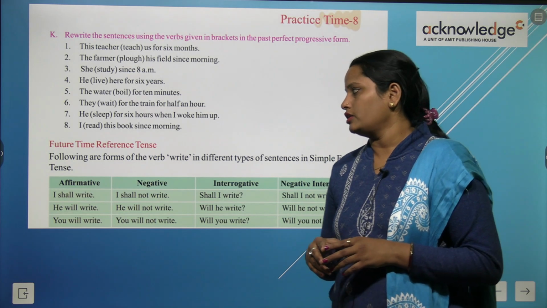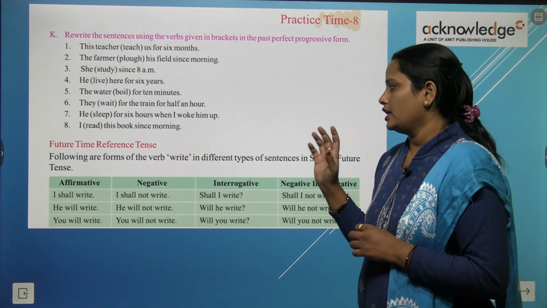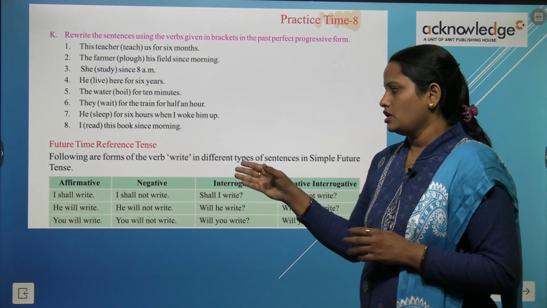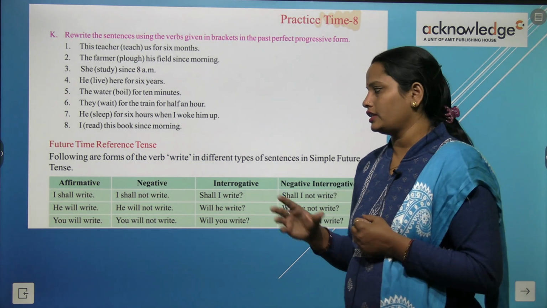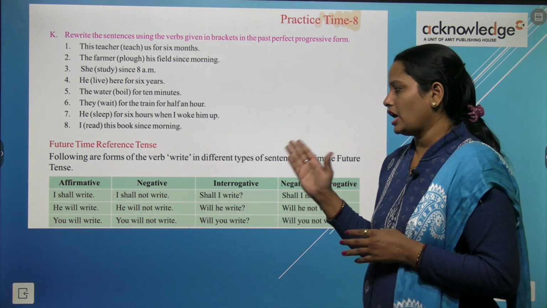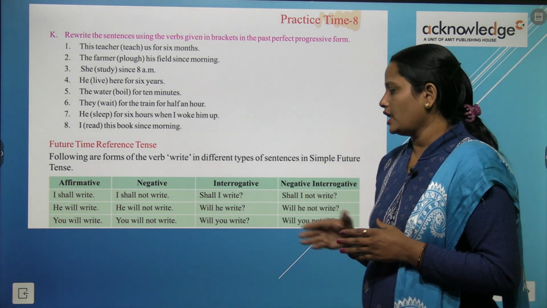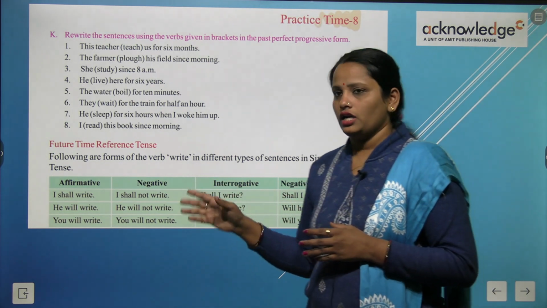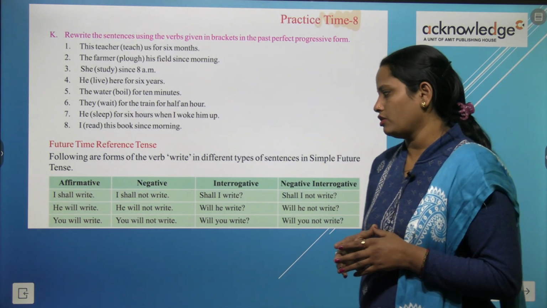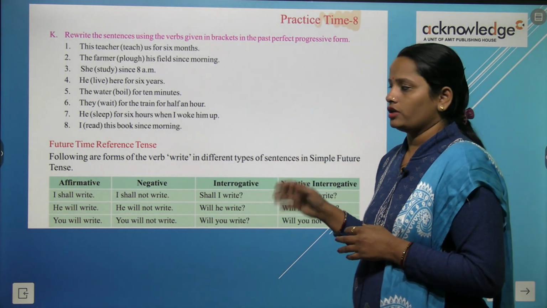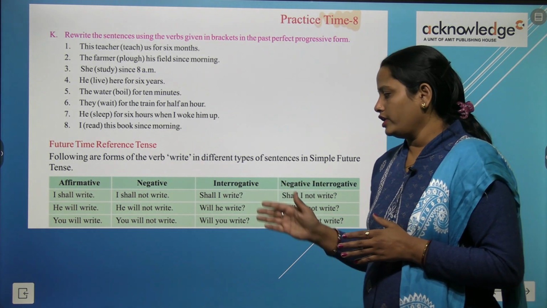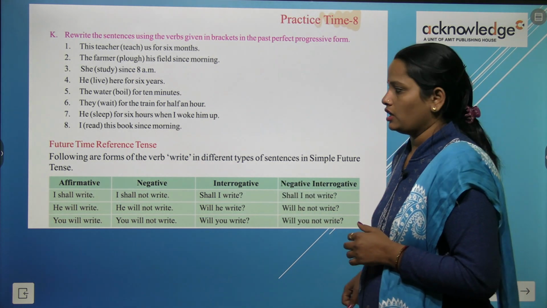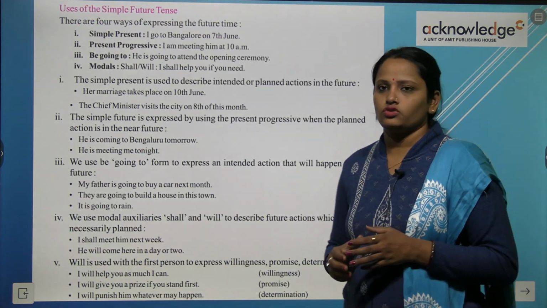Now the next topic that we are going to learn is future time reference tense. So following are the forms of verb in the different types of sentences. First is affirmative में I के साथ हम shall लगाते हैं. So I shall write, I shall not write, shall I write or shall I not write. He will write, he will not write. Will he write, will he not write. You will write, you will not write. Will you write or will you not write? So these are a few of the forms of future tense.